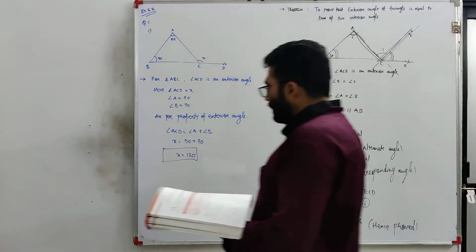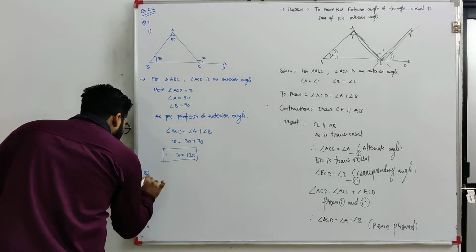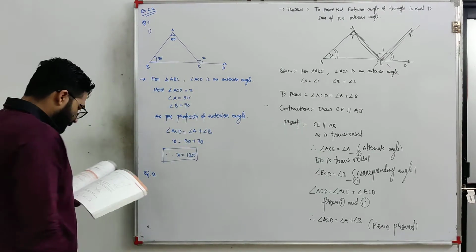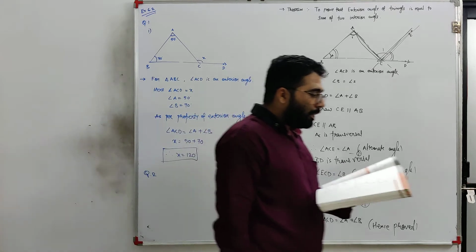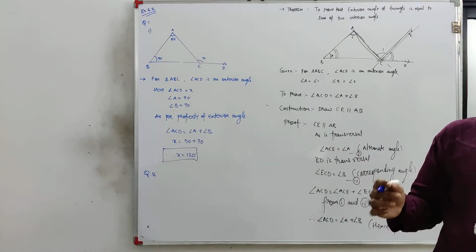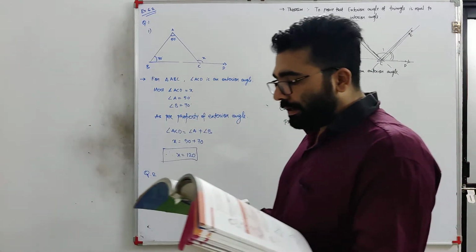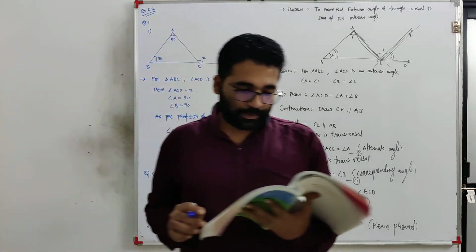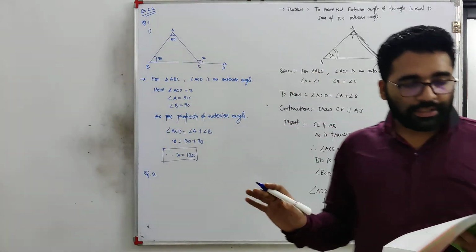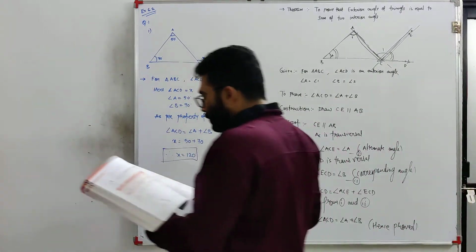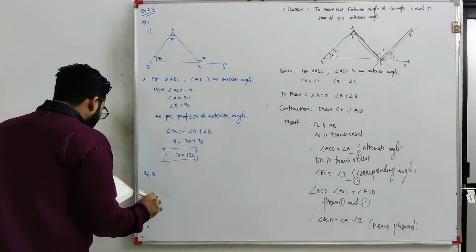Now let me see the next question, that is question number 2. Question number 2 is: find the value of unknown interior angle x for the following figure. Again all the questions are the same. So here I am solving question number 3.